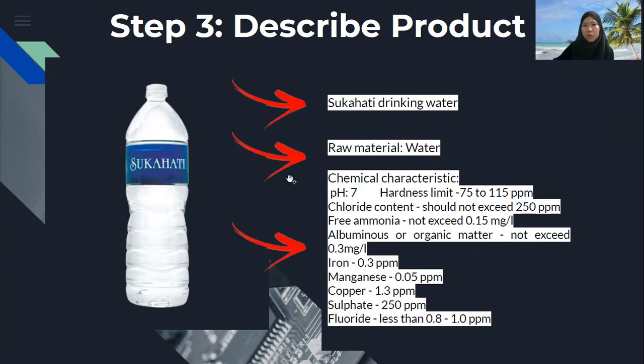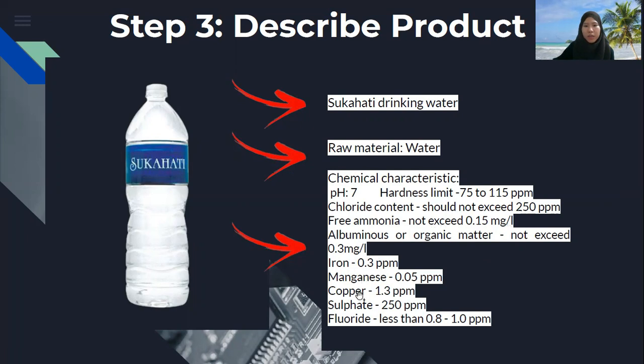The raw material is only water. The chemical characteristic, as we can see here: the pH must be 7, the hardness limit is 75 to 115 ppm, and the chloride content should not exceed 250 ppm. It must be free of ammonia, and if it is visible in the drinking water, it must not exceed 0.15 milligram per liter. The organic matter does not exceed 0.3 milligram.